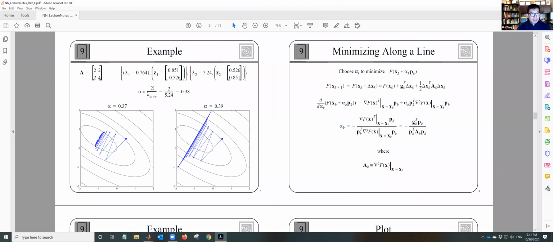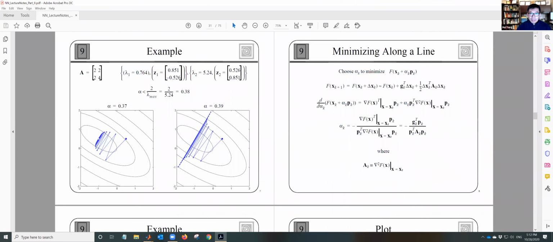It's like this. You see here, this is a Hessian matrix, and you got the eigenvalue. And alpha should be less than 2 divided by the largest one, 5.24, so alpha should be less than 0.38. You see, if you take 0.37, you are okay. You get to the minimum. But if you take 0.39, then you are going to have oscillations over here. So this is a requirement.